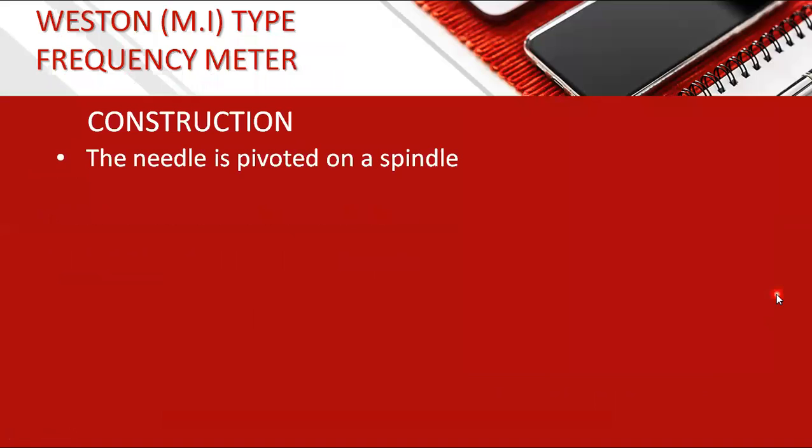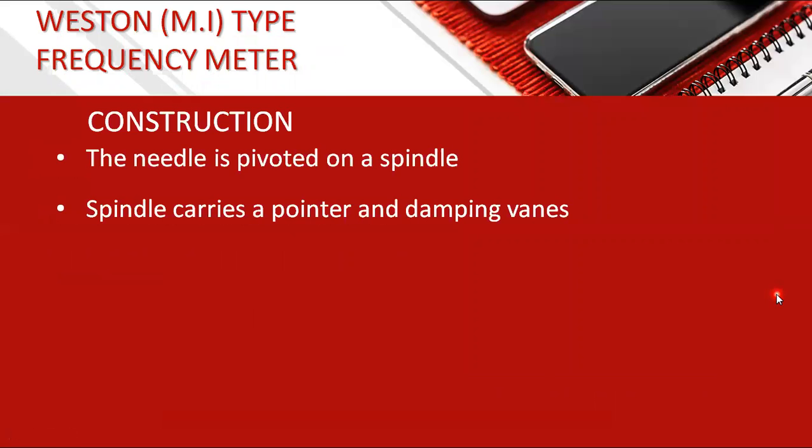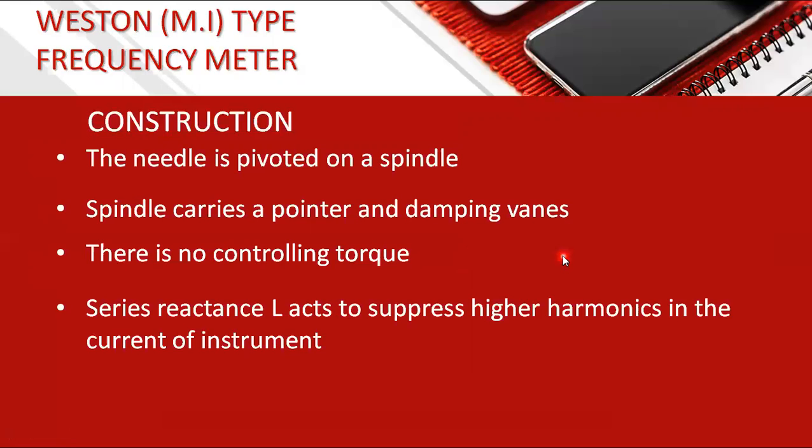And you can see a soft iron needle forms the moving element. The needle is pivoted on a spindle. Spindle carries a pointer and damping vanes. So damping is provided by these vanes. So pneumatic damping or air friction damping. Now, there is no controlling torque. Actually, there is no controlling torque required. Once you understand the principle, you will understand that there is no controlling required, but the spindle may oscillate, hence damping is required, and it is provided by the damping vanes.